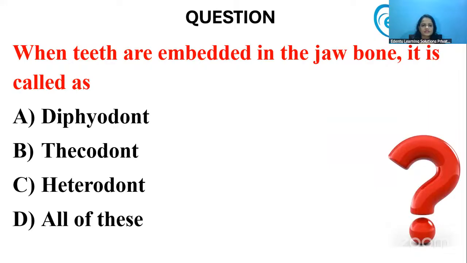Now let's begin with the questions. So coming to the first question, when teeth are embedded in the jawbone, it is called as what? Okay, if you know the options, you can tell the options, or you can tell your answers in the comment box also. Okay, doctors, if you know the answers, then you can comment it in the chat box. So when teeth are embedded in the jawbone, it is called as what? Is it diphyodont or thecodont or heterodont or all of these?